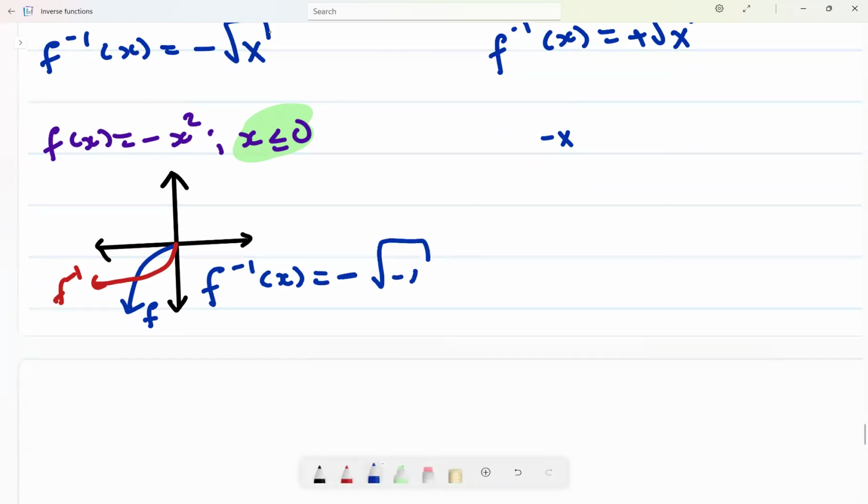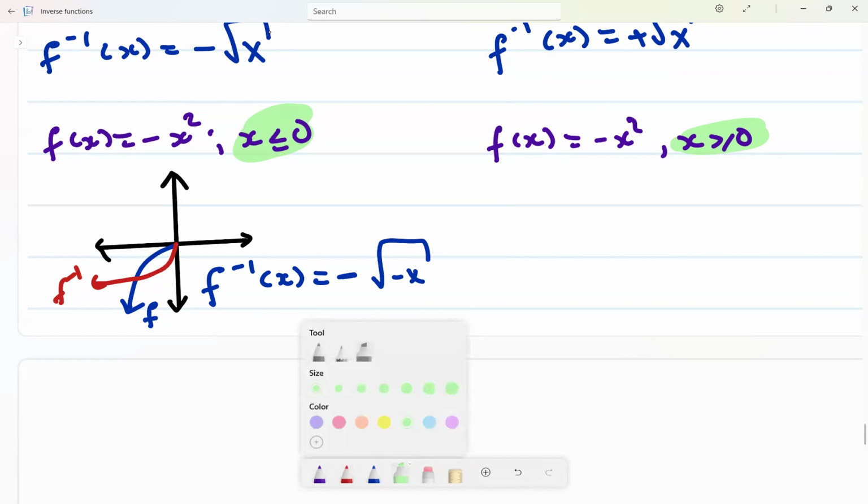Okay, yes. So now what if the examiner says to me, I'm giving you f of x equal to negative x squared, but now I'm changing your restriction to greater than or equal to 0. What will happen? I'm going to say, okay, examiner, you think you're smart? Well, you're not. I'm going to have this.